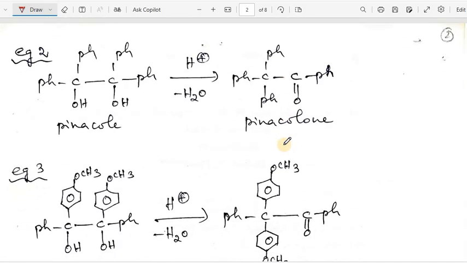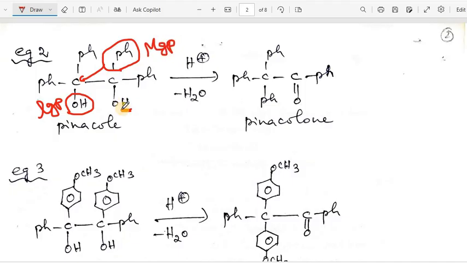This is another example. It is a symmetrical 1,2 diol, also called pinacole. In the presence of H plus, it undergoes dehydration reaction, that is removal of a water molecule, and forms a ketone. If we consider this OH as the leaving group, then this phenyl group, which is trans to the leaving group, will get migrated here and this H plus will get removed and there will be a formation of ketone. So this OH is the leaving group and this phenyl is the migrating group and this H plus will get removed. This OH and H will leave as H2O. Dehydration reaction, there is a formation of ketone here.